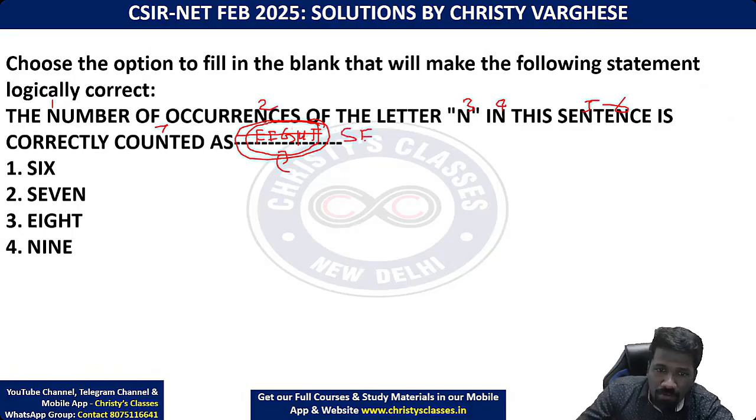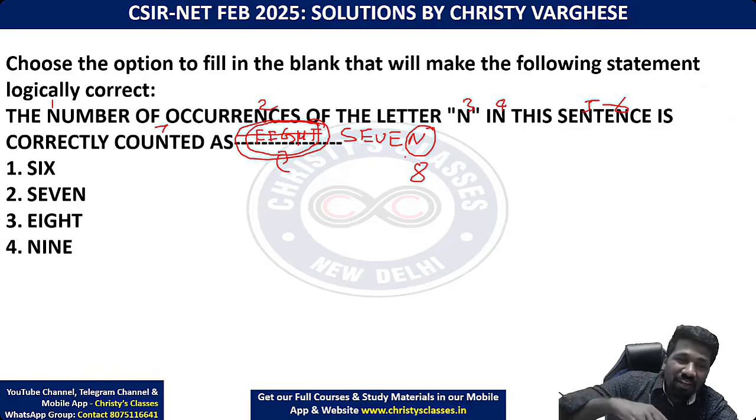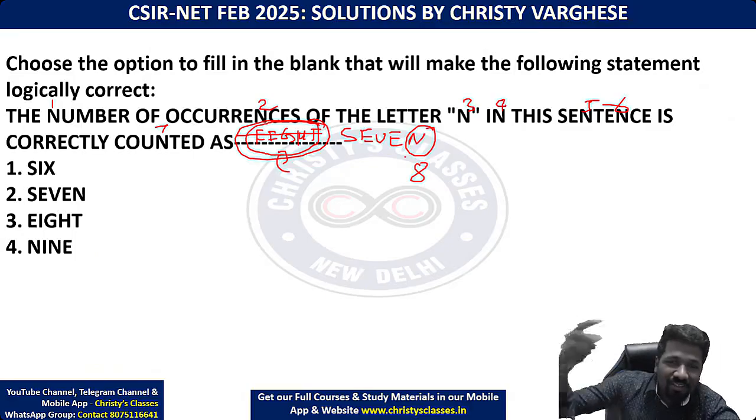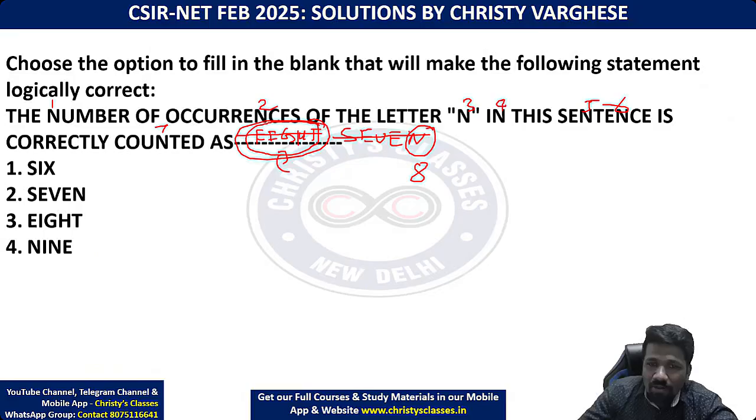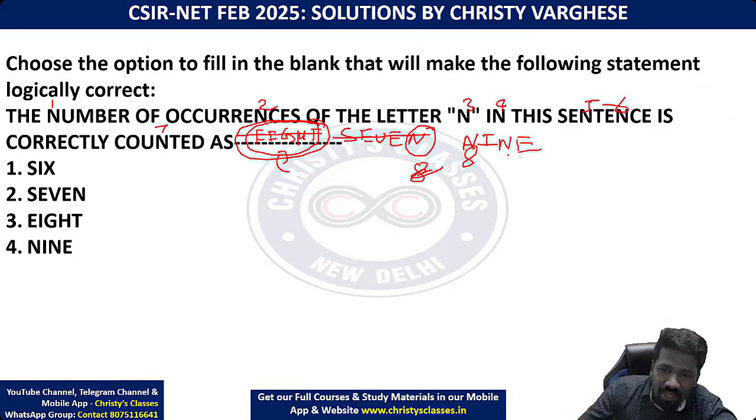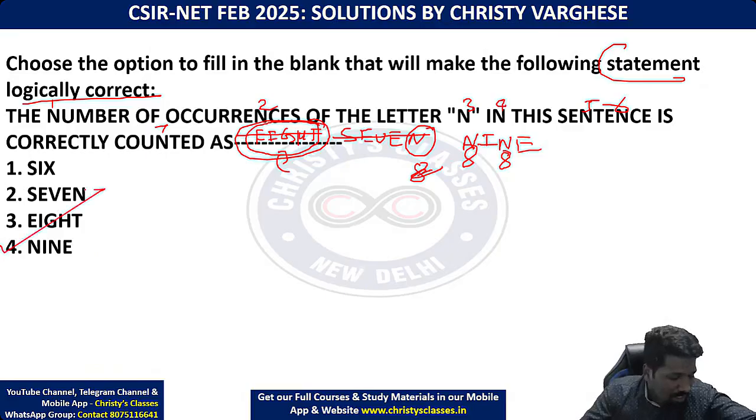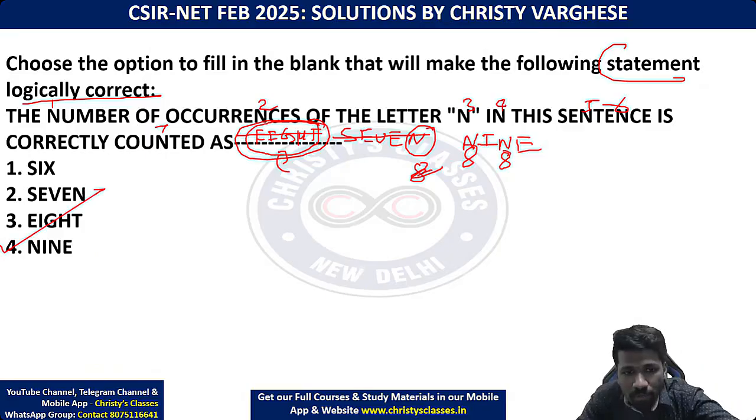But what is the problem with entering 7? 7 has one more n, which will make the count 8. So if we enter 7, the answer will be 8. If we enter 8, the answer will be 7. That is why both are wrong. If we enter 9, 9 itself is the answer, because this is the 8th n in it. This is the 9th n in it. That makes the statement logically correct. That is why 9 is the correct answer. Is it clear now? Shashikala, clear?